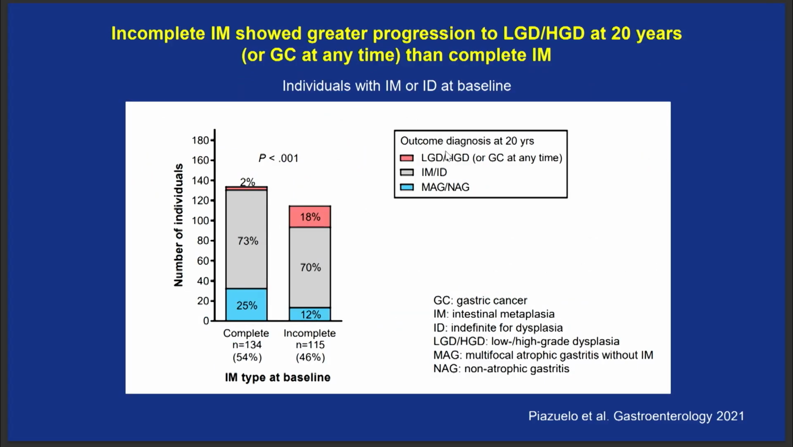And I wanted to show a few data related with the incomplete versus complete. So these are individuals that had biopsies at baseline and 20 years. And we found that the incomplete showed greater progression to low-grade, high-grade dysplasia at 20 years or gastric cancer at any time than the complete metaplasia. So these were individuals that had intestinal metaplasia or indefinite for dysplasia at baseline. For those, the percentage of progression to more advanced lesions for complete and incomplete were respectively 2% versus 18%.